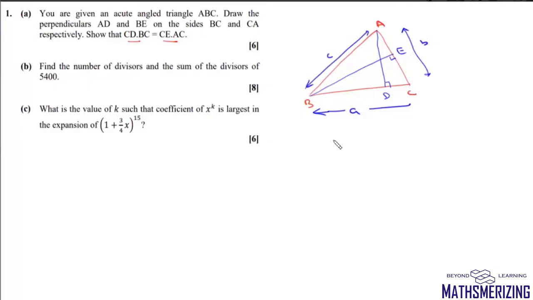First we'll find CD. Now CD is actually AC and then cos of this angle. This angle is C. So we can write this as B cos C. Now CD into BC will be, what's CD? CD is B cos C and BC is A. So it will be AB cos C.